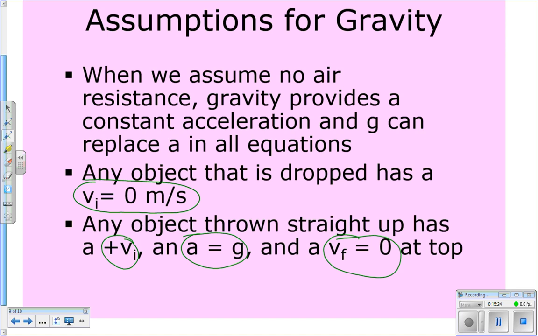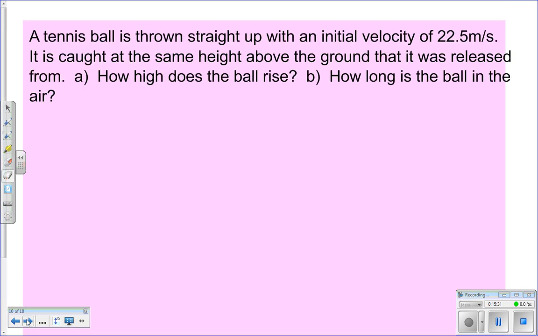Okay, so those are some assumptions we can make for objects being dropped or thrown through the air. And again, we will save example problems for class time.